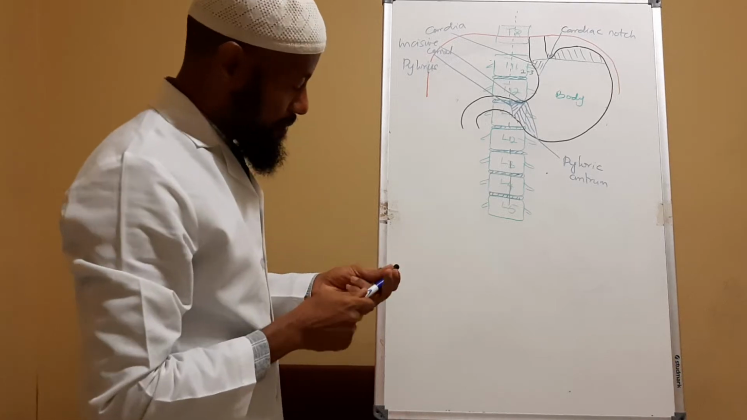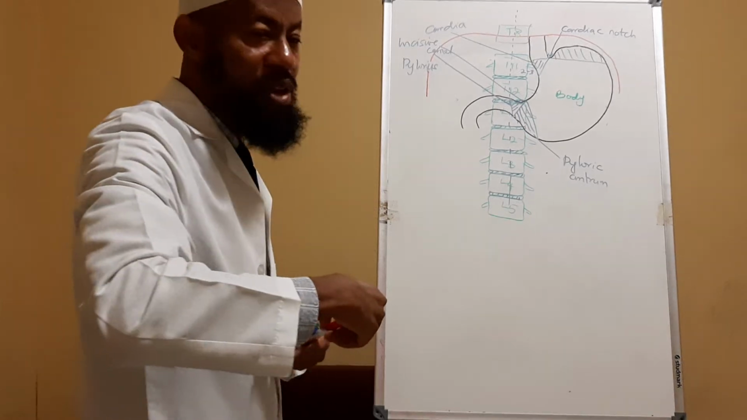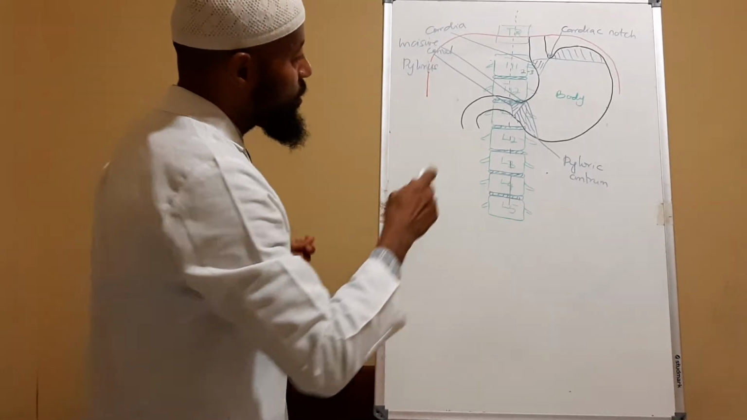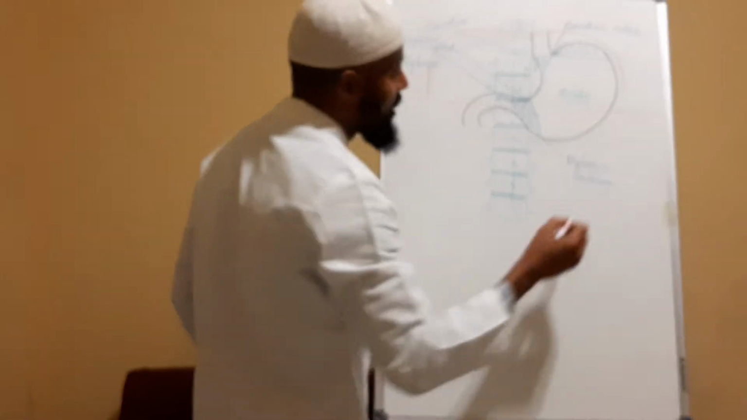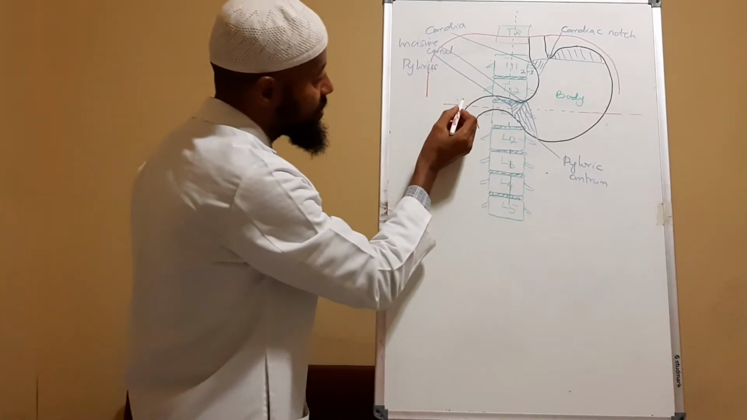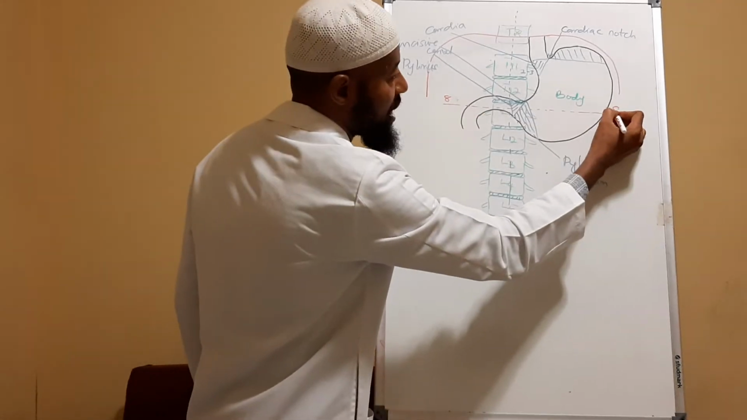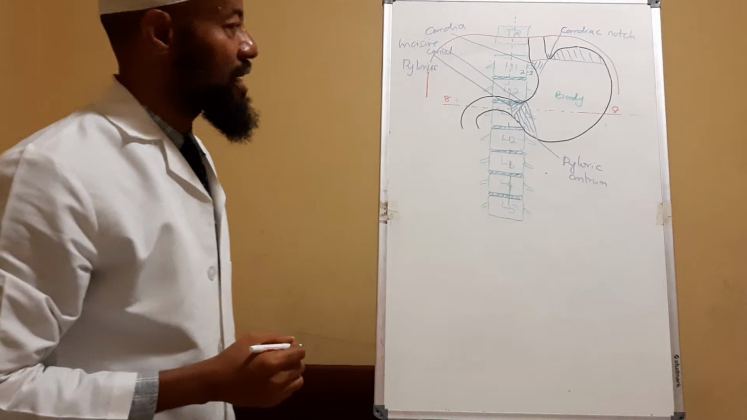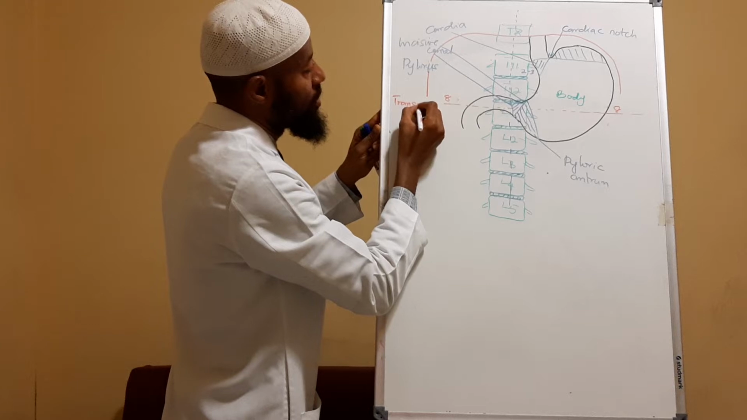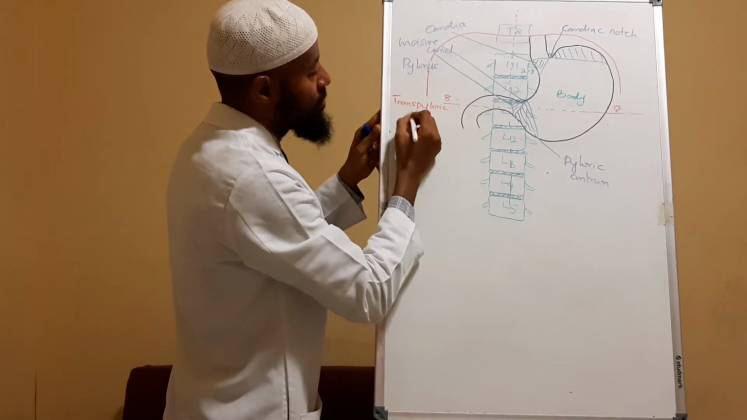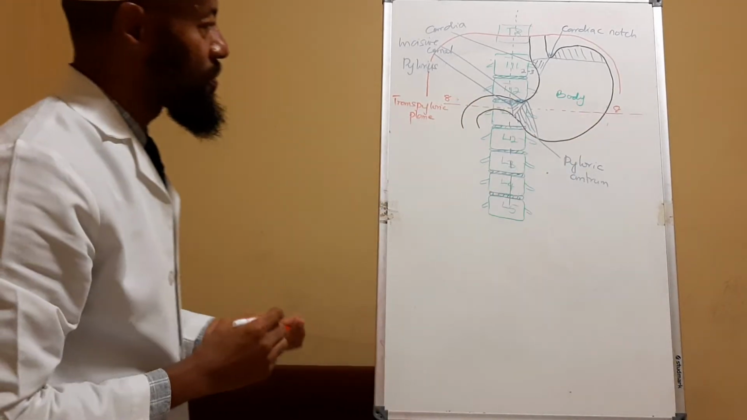Now L1 marks the transpyloric plane, which is an imaginary line that cuts through the pylorus, at the level of the 8th intercostal cartilage on both sides. So this is the transpyloric plane, an imaginary line that cuts through the pyloric region.